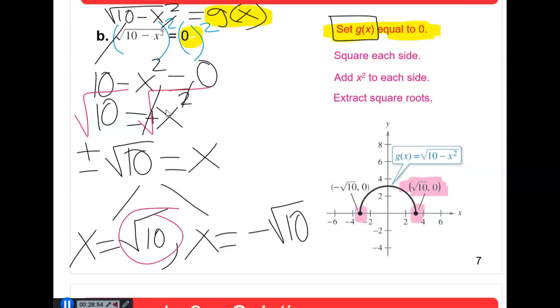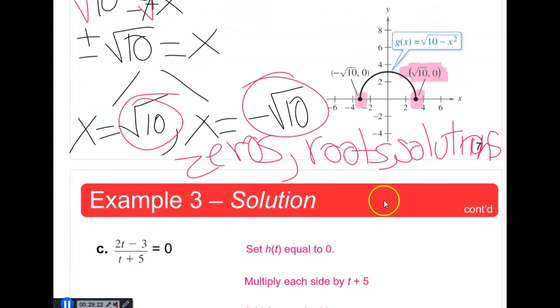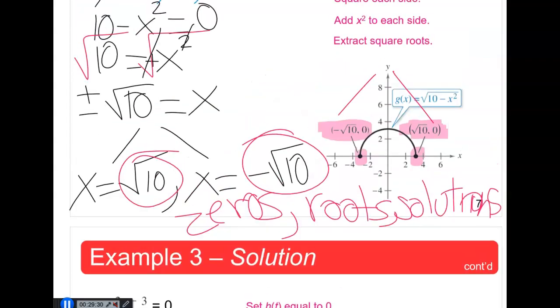So here, these two are called the zeros. What's another word for those? Roots. What's another word? Solutions. Solutions of the equation, and you can see them here. They're touching the x-intercept. So the actual points here, they're called x-intercepts.